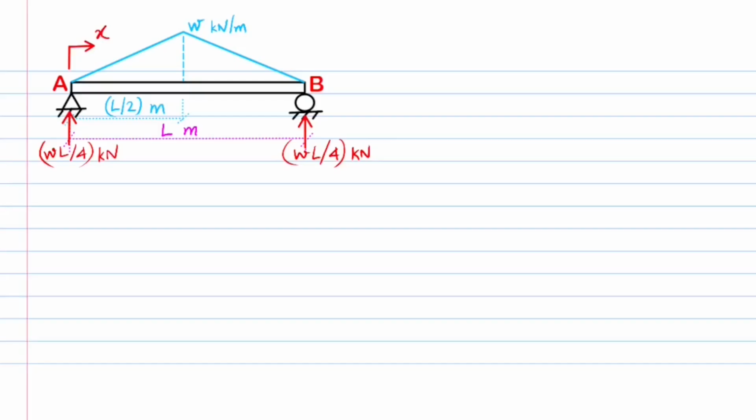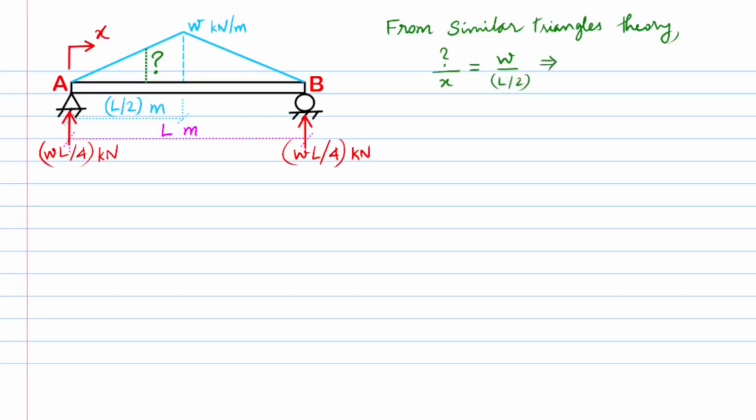Let's now mark an arrow pointing towards the right at reference end A with label X indicating the distance of the imaginary cross section from it. The ordinate, denoted by a question mark symbol, of the loading at some cross section can be found from the similar triangles theory as question mark over X equals W over half L. Hence question mark equals twice W times X over L kilonewton per meter.